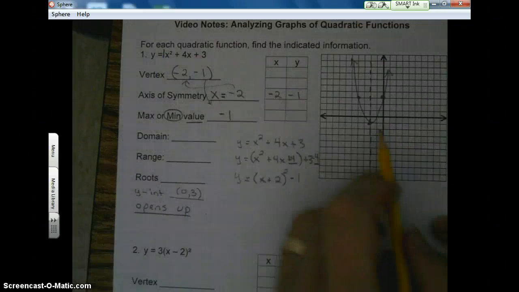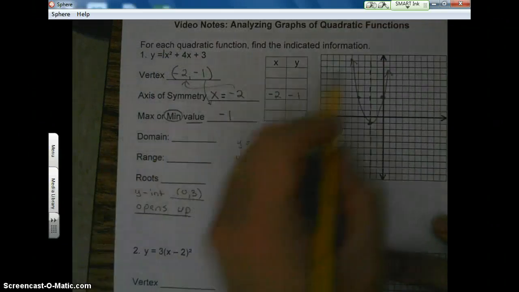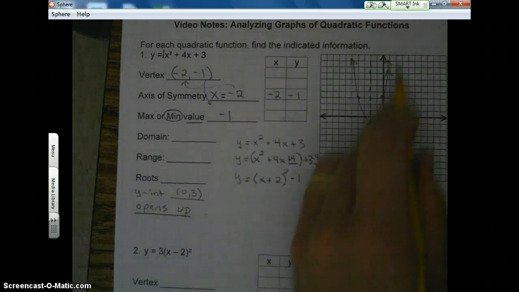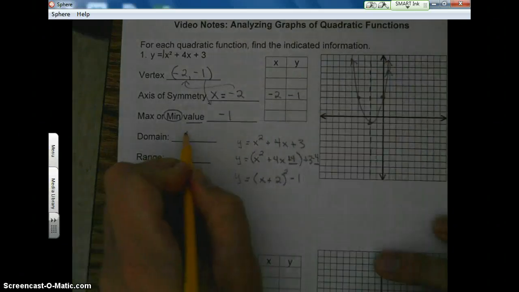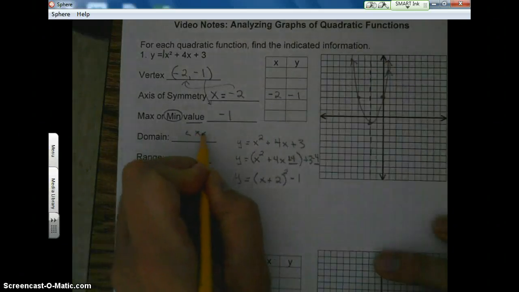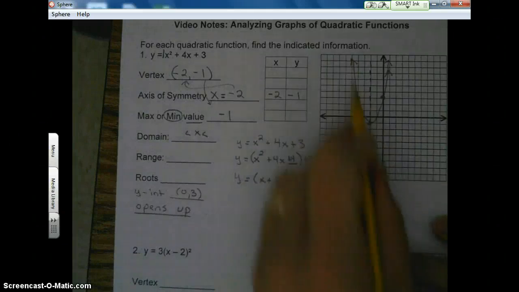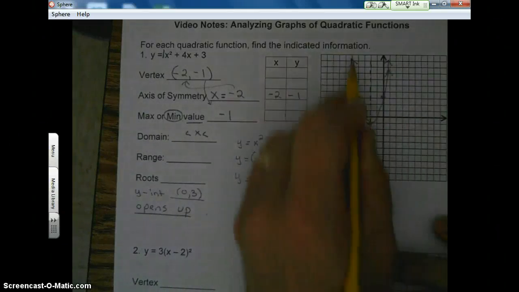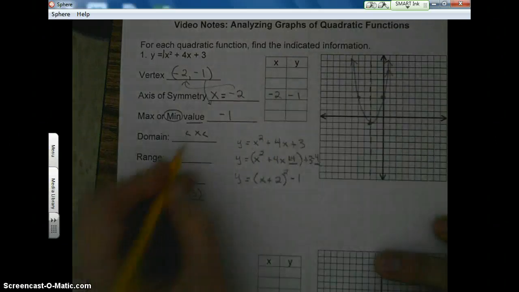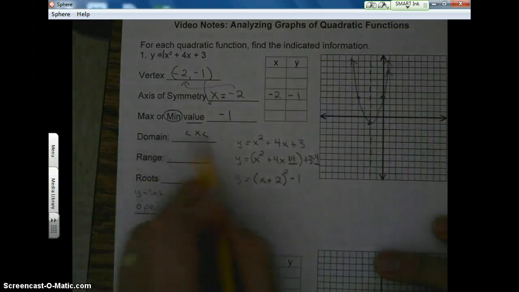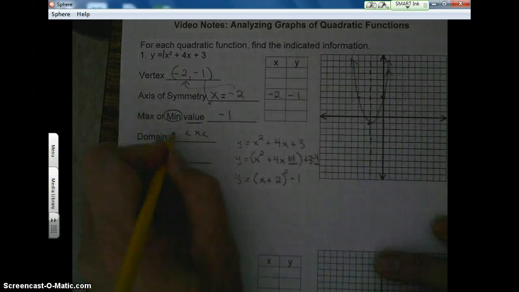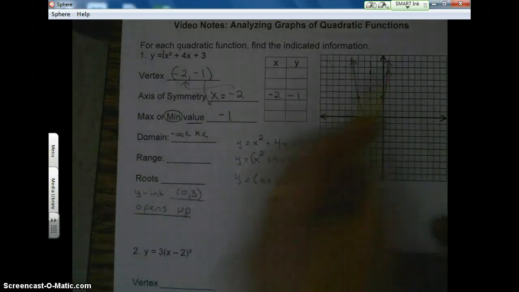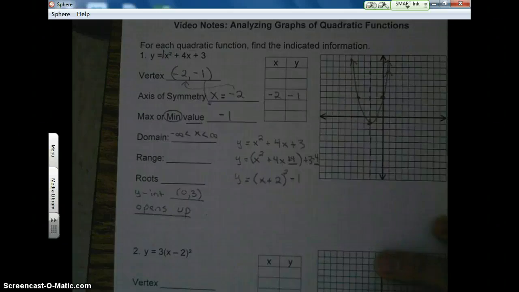Okay, so domain. Remember, domain, first of all, this is a continuous function. So since it's continuous, we're going to use our symbols. Remember, continuous means there's no holes, there's no gaps, there's no spaces on this parabola. It's all connected. So remember, domain goes from the left to the right. So on the left we see an arrow in the negative direction, and on the right we see an arrow in the positive direction.